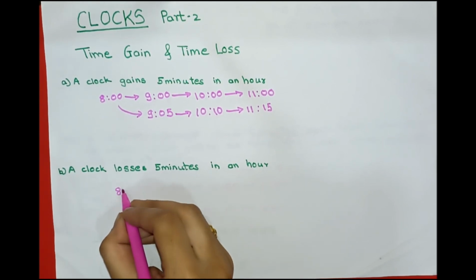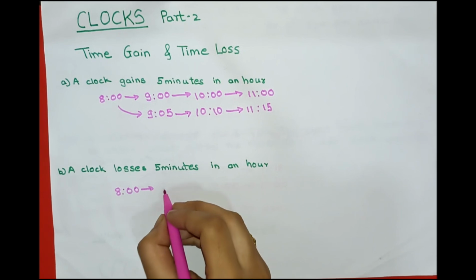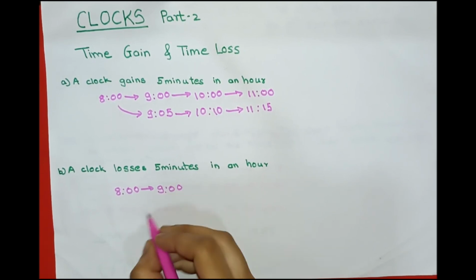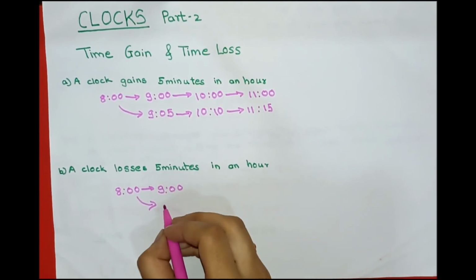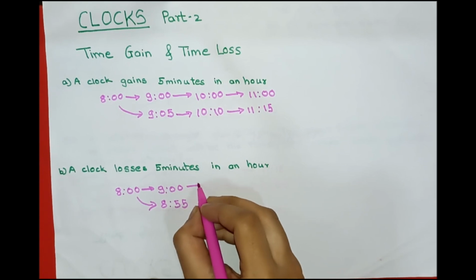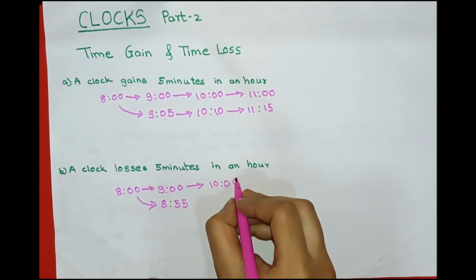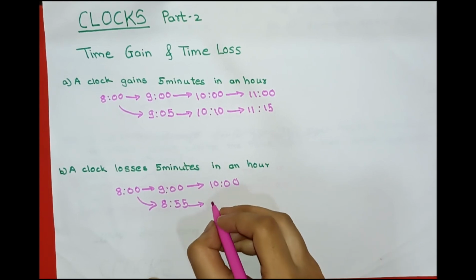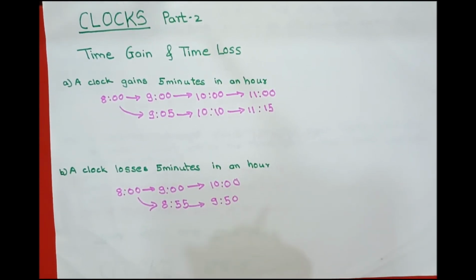Now again, if it is said that a clock loses 5 minutes in an hour, this means if the normal clock shows 8 o'clock, after 1 hour the normal clock would show 9 o'clock. But this particular clock, as it is losing 5 minutes in an hour, will show 8:55. Again, after 1 hour, the normal clock would show 10 o'clock, but this clock will show 9:50, and so on.